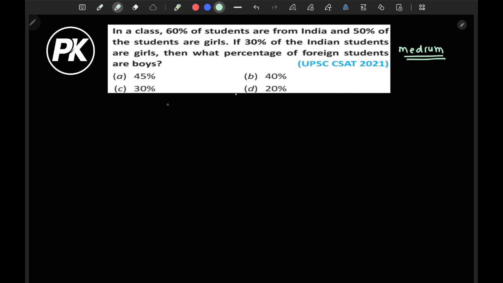Okay, so after reading, just try to frame a sequence of what the problem statement is saying. So let's see, our total strength of the class is 100, and out of which now here we are saying 60 percentage, that means 60, right? We are considering with respect to 100. So 60 percentage of the students are from India, and hence 40 students are from foreign, right?